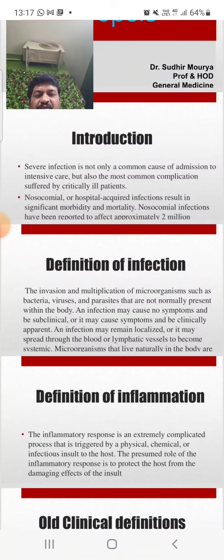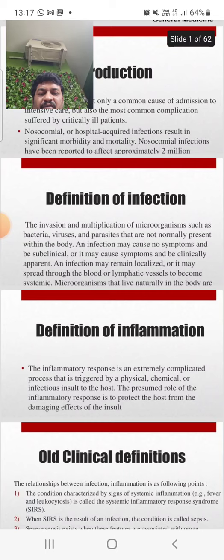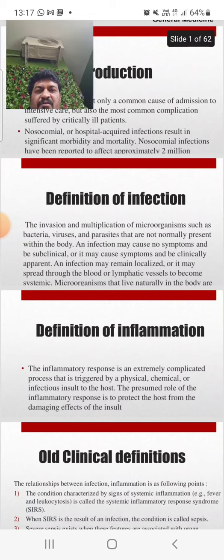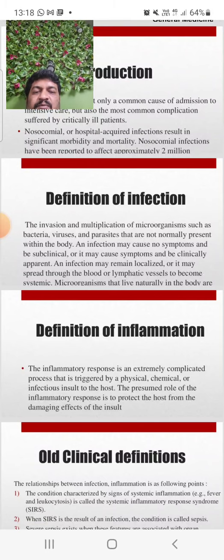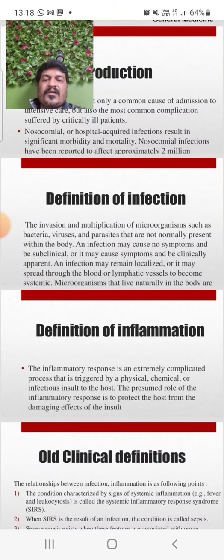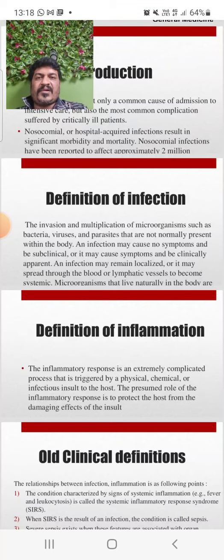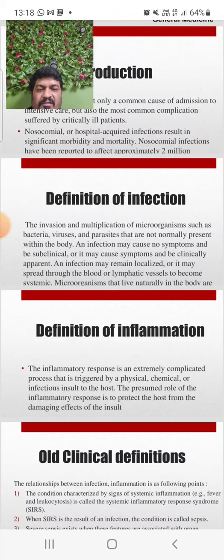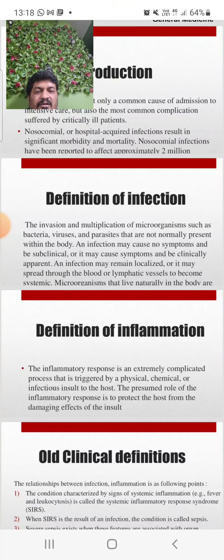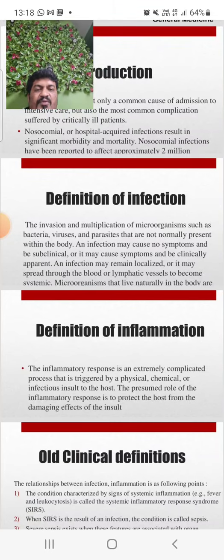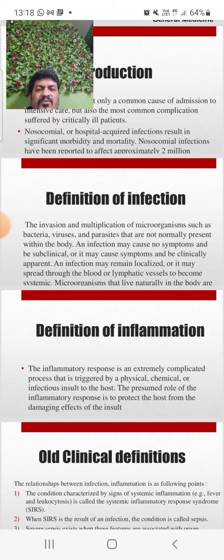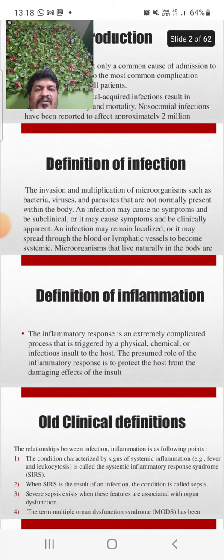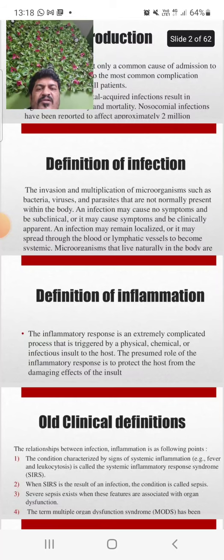What is the definition of inflammation? The inflammatory response is an extremely complicated process that is triggered by a physical, chemical, or infectious insult to the host. The presumed role of the inflammatory response is to protect the host from the damaging effect of the insult. So, by the definition of infection and inflammation, it is very clear to us what sepsis is.